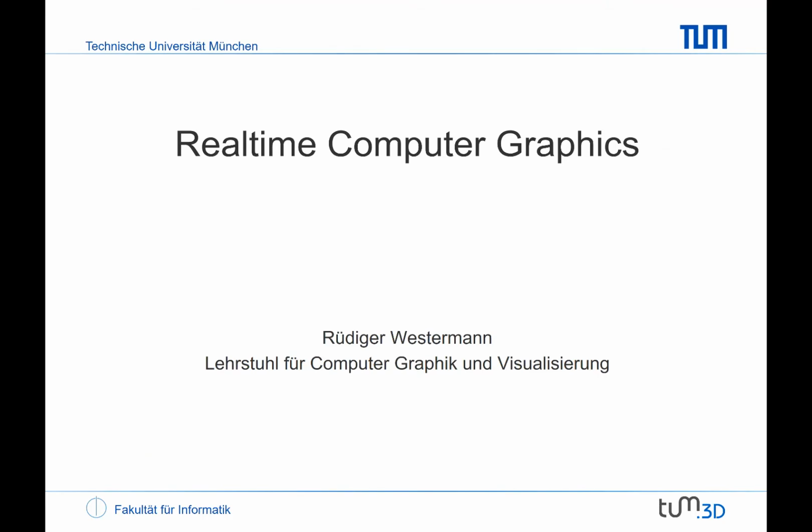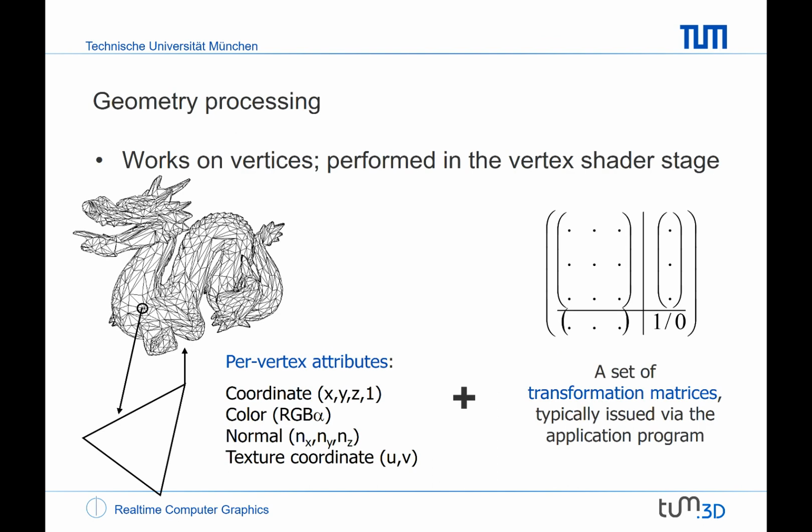So, ladies and gentlemen, today we are going to talk about what happens in the so-called geometry processing stage in the rasterization-based rendering pipeline. As I have said last time, in this geometry processing stage, we work on the vertices that give the shape of our geometric object. And we have also said already that there is a vertex shader, a program which we can write, which tells what kind of operations are then performed on the vertices.